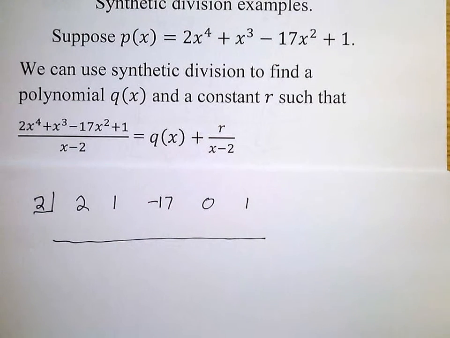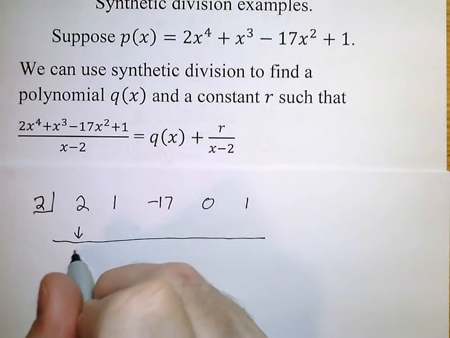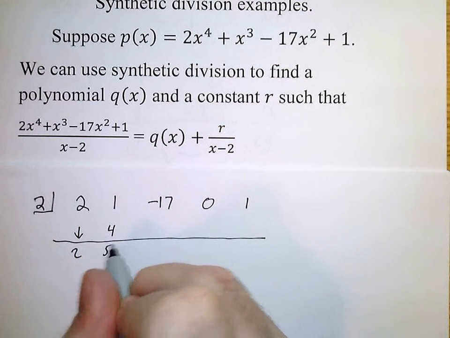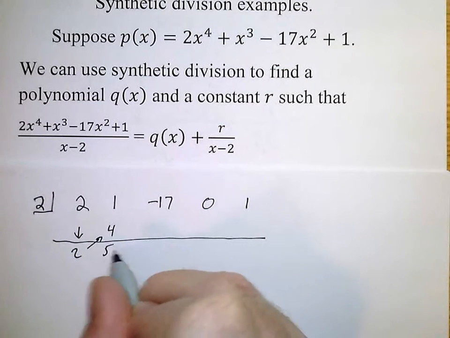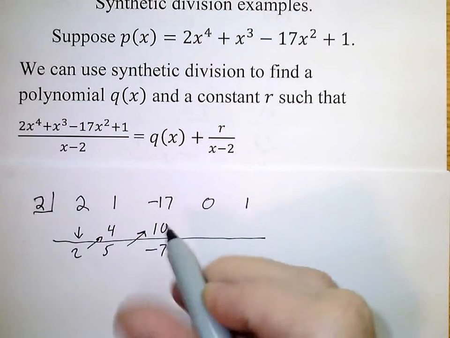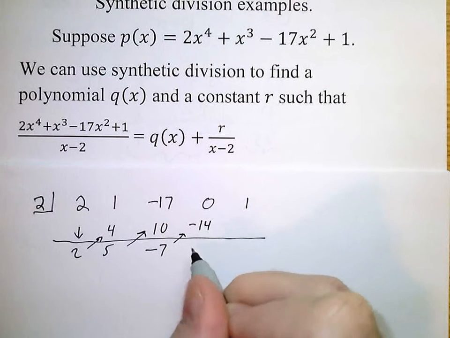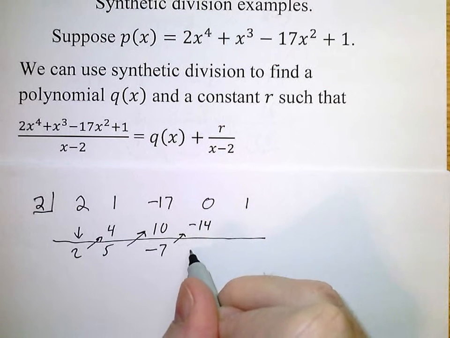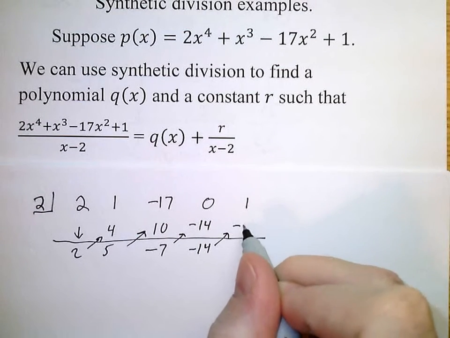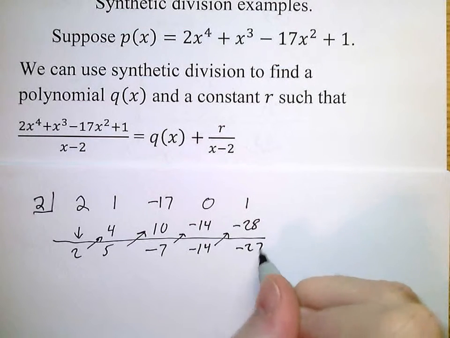Now the algorithm itself is quite simple. This 2 comes down. 2 times 2 is 4. I add to get 5. 2 times 5 is 10. I add to get negative 7. 2 times negative 7 is negative 14. And I add to get negative 14. And 2 times that is negative 28. And I add to get negative 27.